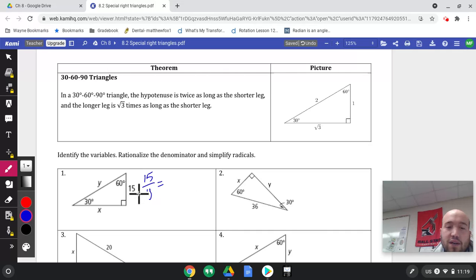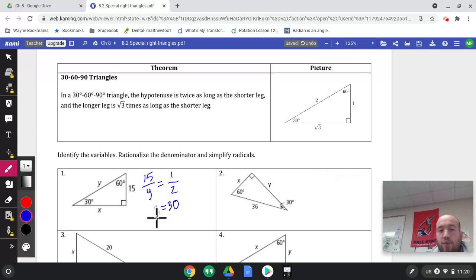The 15 is across from the 30, so that will be comparable. Across from the 30 was a 1, so I'm going to put a 1 on top. Meanwhile, the y is our hypotenuse across from the 90. Our hypotenuse up here was 2, so I put 2. We cross multiply. We will get y equals 30. And that's all there is to it. We're done. Now we know what y is.